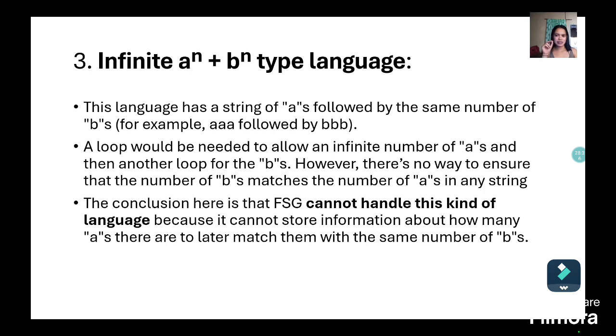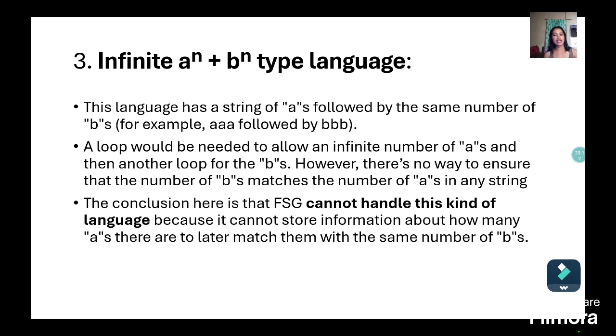Infinite A power of n, B power of n type language. Please correct me if I'm wrong. This language has a string of A's followed by the same number of B's, for example AAA followed by BBB. A loop would be needed to allow an infinite number of A's and then another loop for the B's. However, there's no way to ensure that the number of B's matches the number of A's in any string.